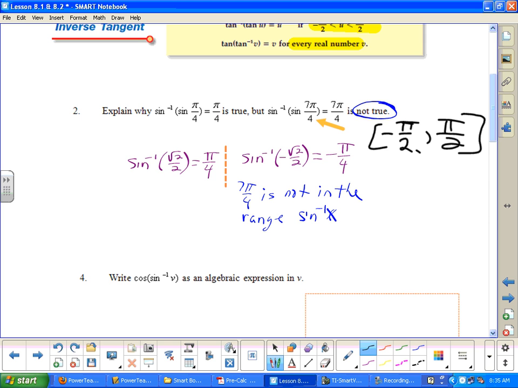All right? And basically it's because 7 pi over 4 does not fall between negative pi over 2 and pi over 2. It's at that location on the unit circle, and it's coterminal to the answer we want, but it's not that same answer. Okay? Now you have to think about it graphically also.